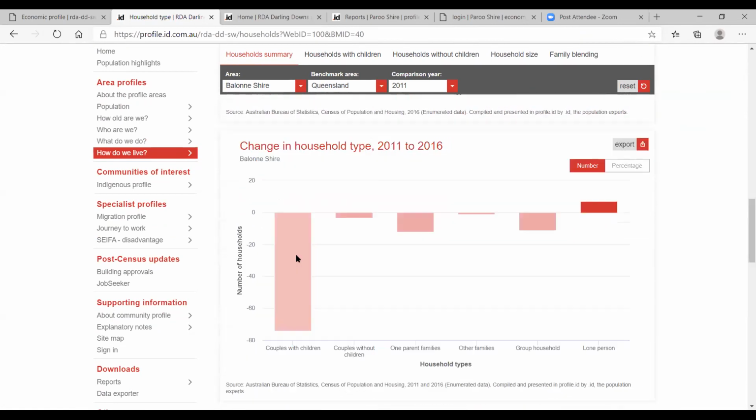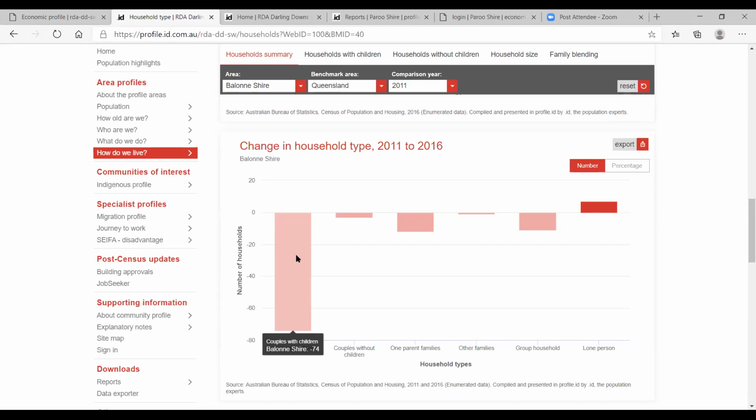But where are we seeing our change? This is where we're seeing people leave the region. Now that's where we need to use some of that local knowledge to be able to say, is that jobs related? Is that related to the types of schools that are on offer in this particular locality? Is it access to daycare? What are the fundamental reasons why we have so many couples with children leaving the region?